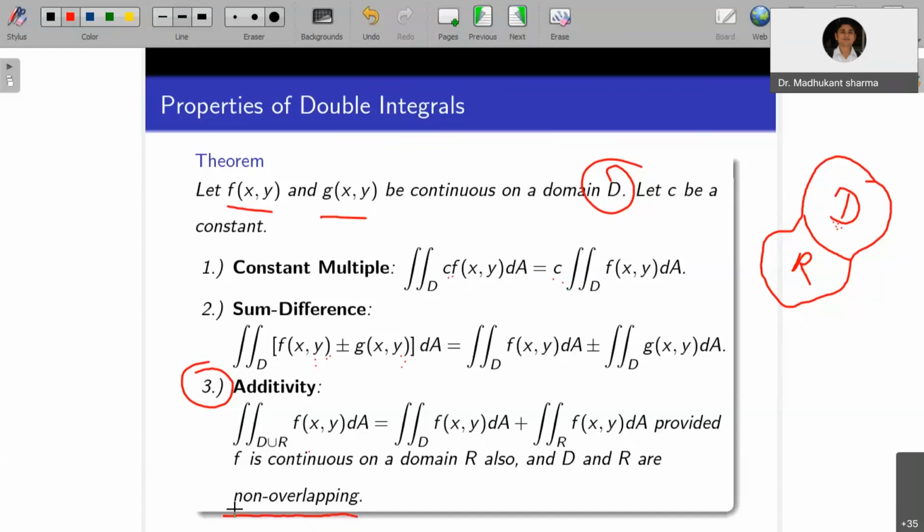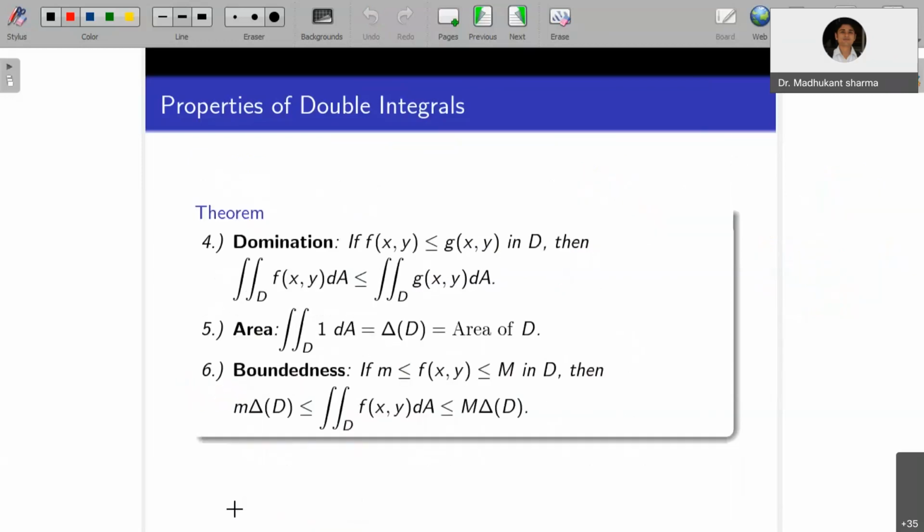Now, the other property is domination. We have seen that in the single variable case, right? f of x is less than or equal to g of x for all x in the closed interval [a, b], meaning the curve f lies below the curve g over the interval a to b. Then their areas will also be related: integration a to b f of x dx is less than or equal to integration a to b g of x dx.